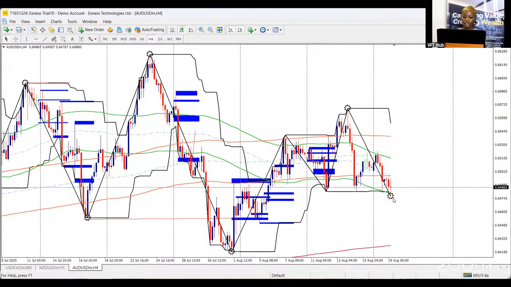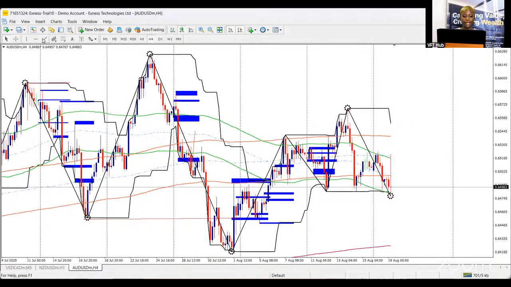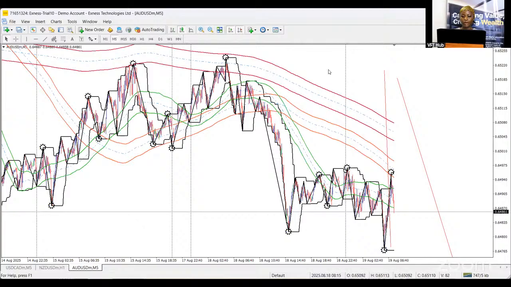So since I've seen sunshine printed and H1 is showing me this, is it possible to see more of AU temporarily into somewhere around the zone before we see that final leg that pushes AU downward? It is likely, right? It is likely. So now that we have this foresight, let's go to M5 and mark out our most immediate POIs to see what price does.